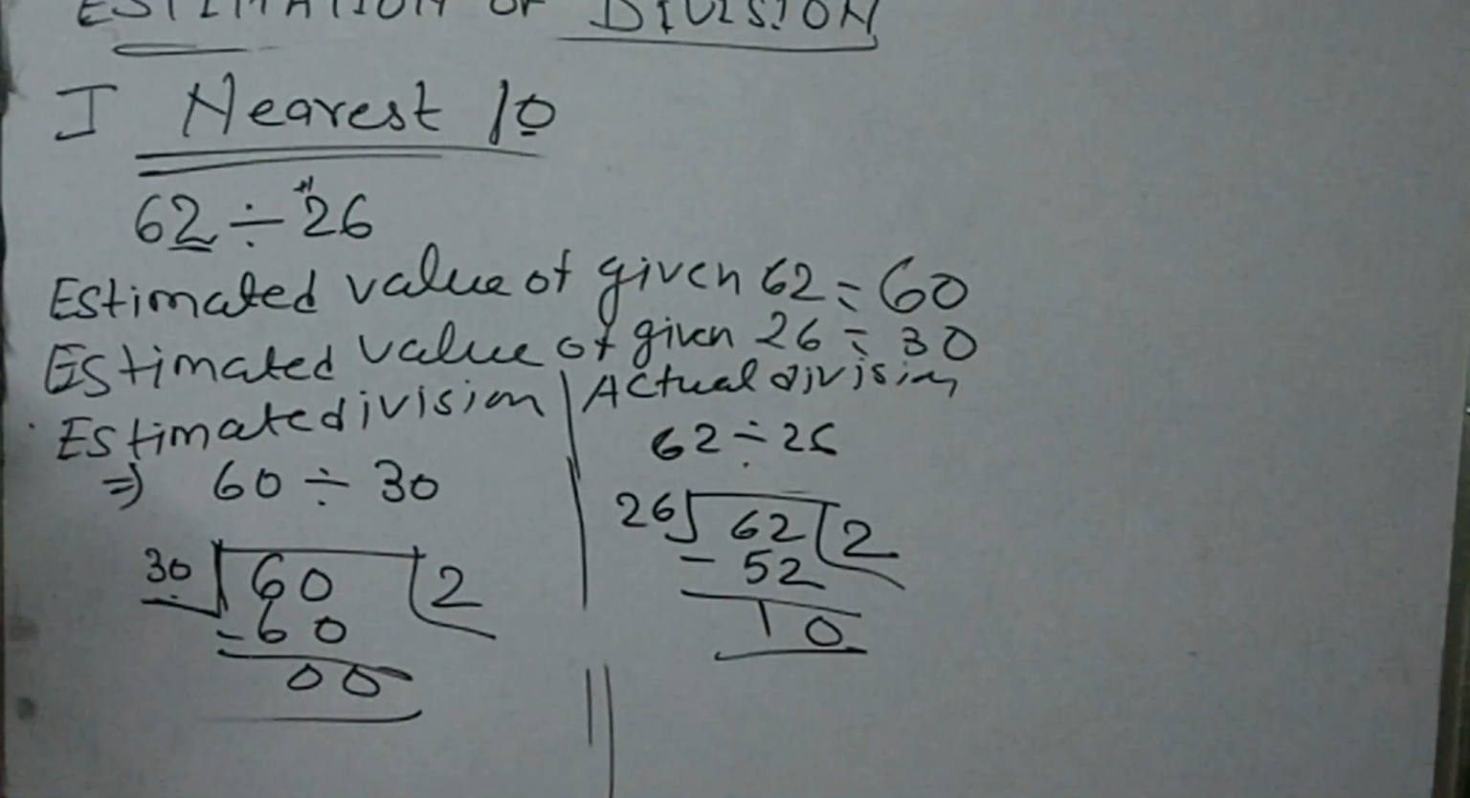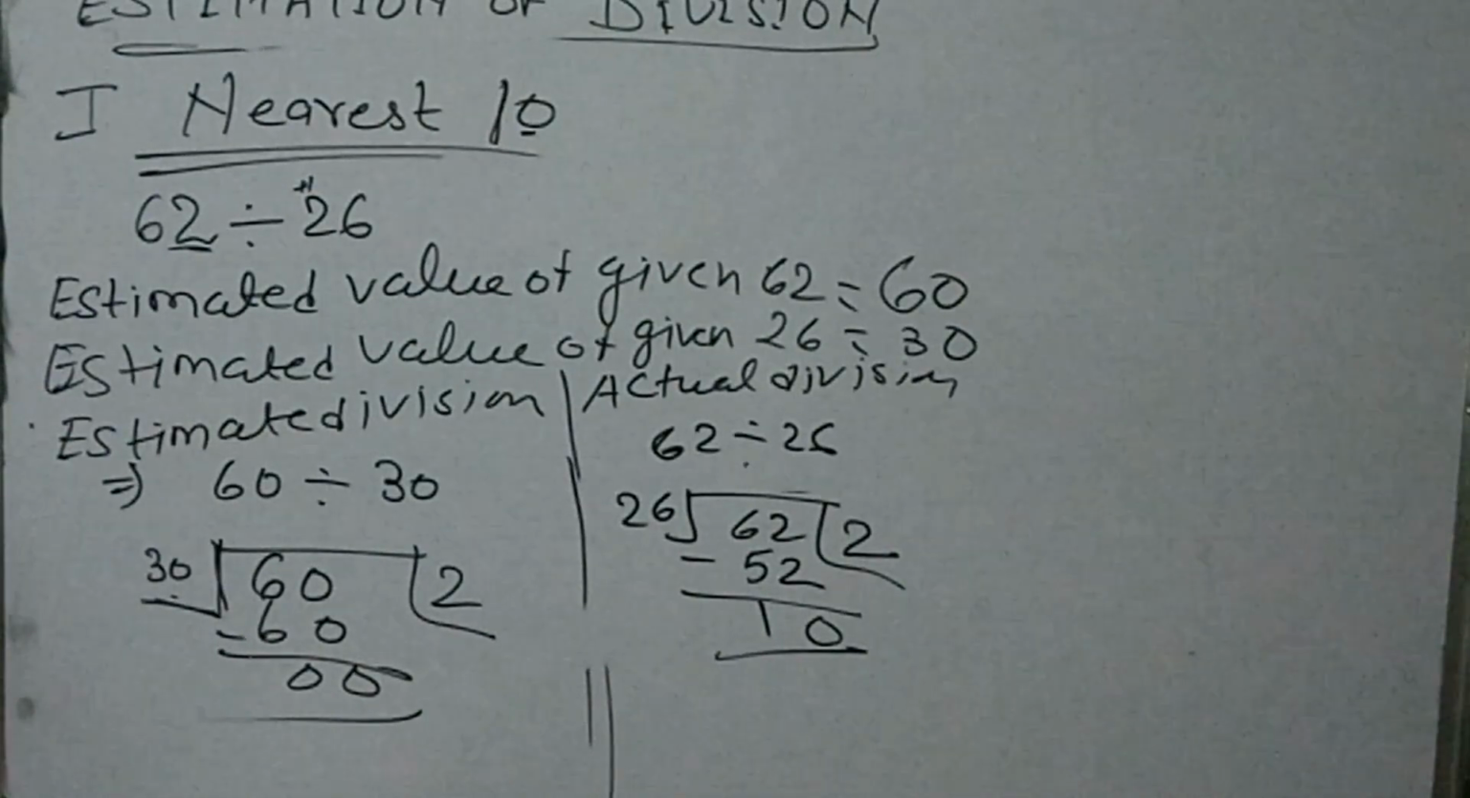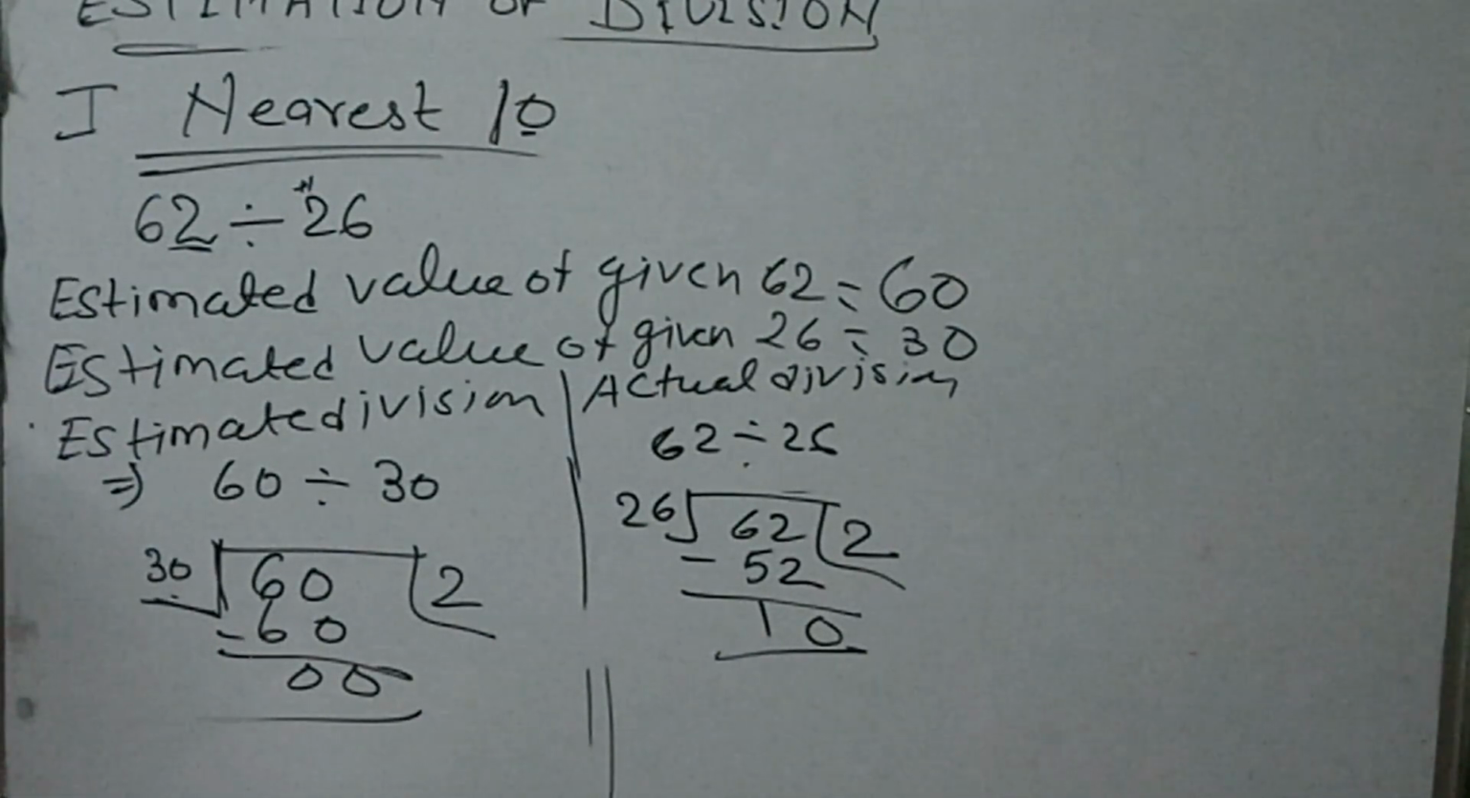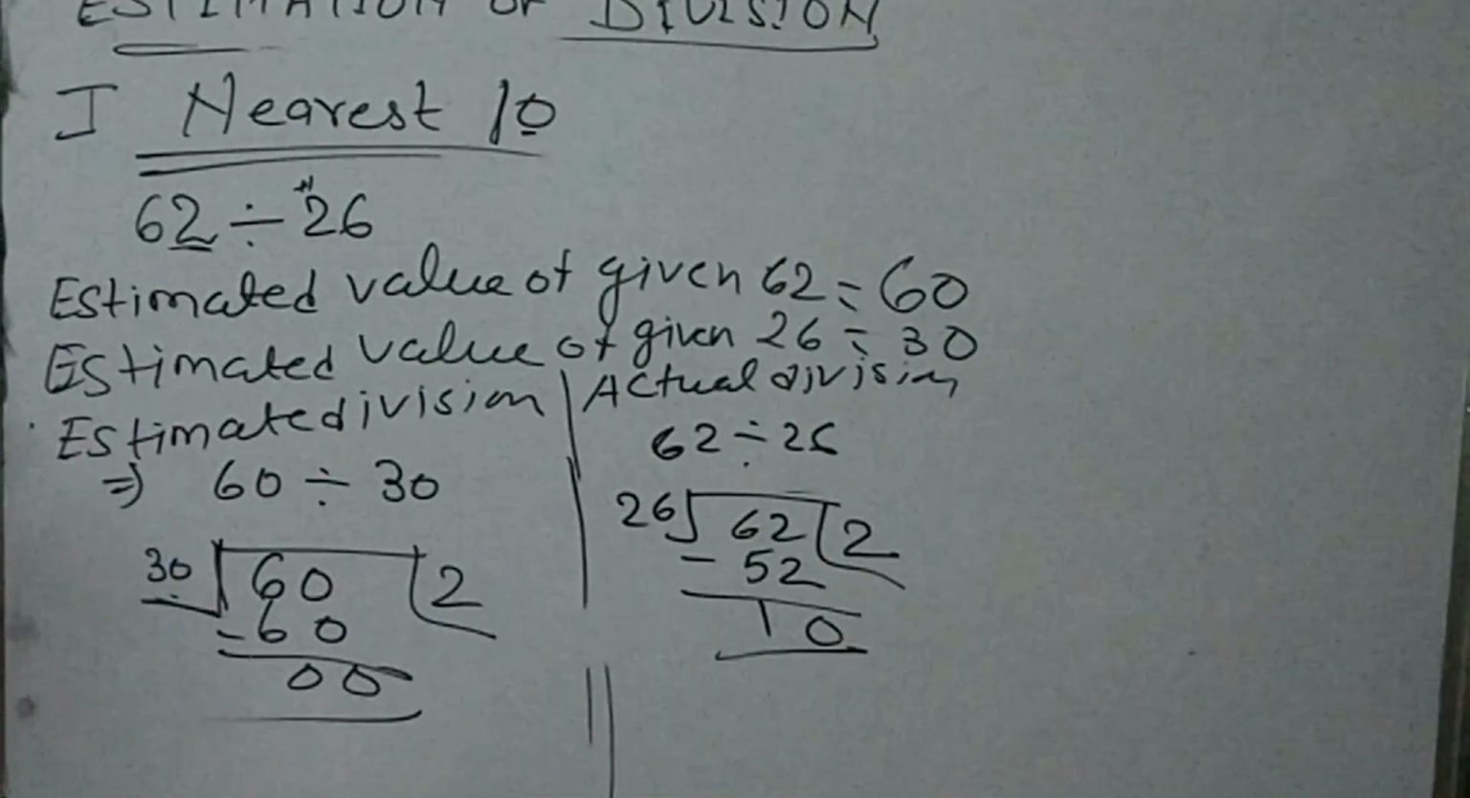Children, now this chapter, number system, is completed in 4 parts. All the solutions of this chapter are given in the respective videos' descriptions. So from there you have to complete your notes and do regular practice of this chapter.